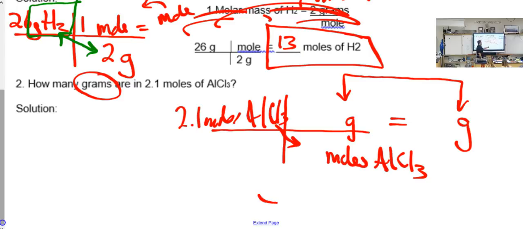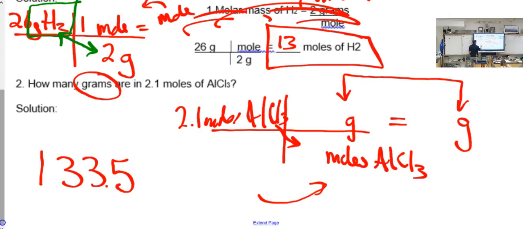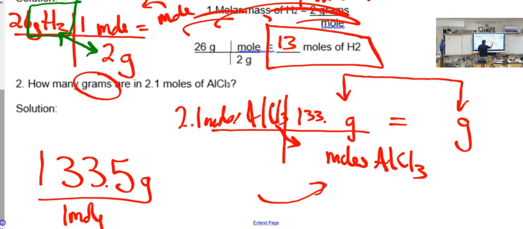So now I just need to find the molar mass of AlCl3, which I already did. That's the 133.5, isn't it? It's just on where you did it before. Look at the top of the page, maybe. Okay, so I take this proportion, and it stays the same way, and I have 1 on the bottom. So I take 2.1 and multiply it by 133.5, and I get 280.4.